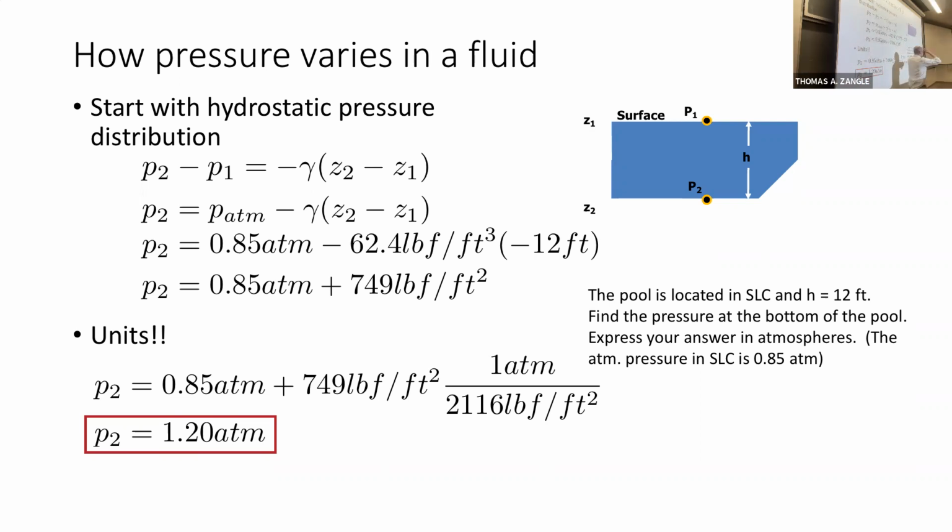Initially you started the problem and you said Z2 is minus 12 feet. When you get down here, if you get something that is less than 0.85 atmospheres, you should say, wait a second, pressure does not get lower as we get to the bottom of the swimming pool. So I made a sign error someplace, and then go back in.